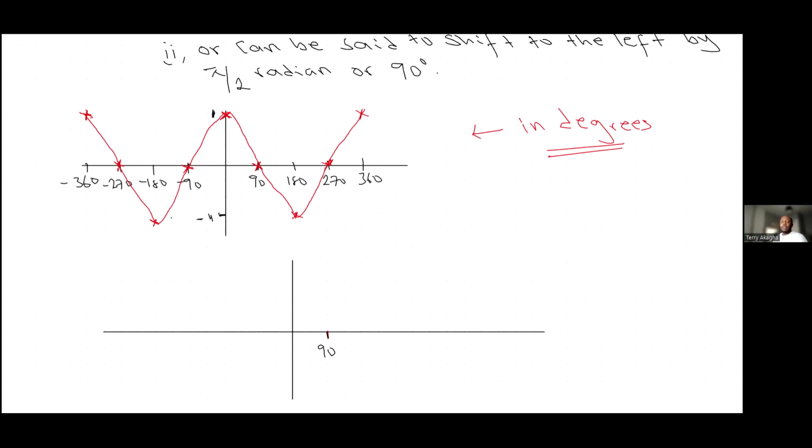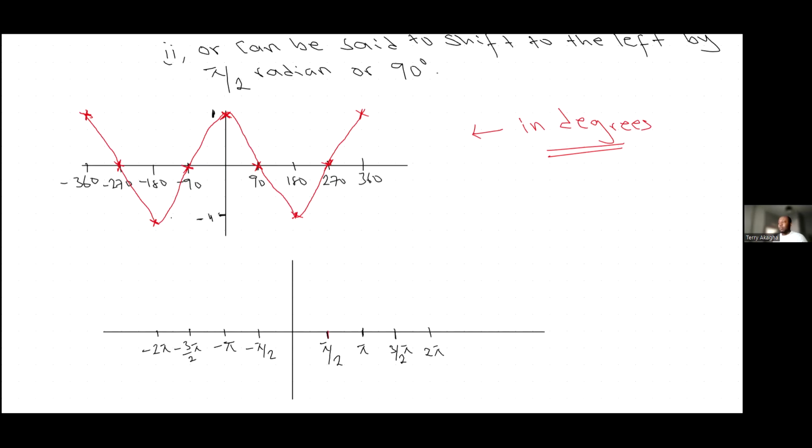So 90 degrees in radians, that's going to give me pi over 2. Okay, this is going to give me pi over 2. Then 180 is pi. 270 is going to be 3 over 2 pi. And 360 is going to be 2 pi. Same thing. It's going to give us minus pi over 2. This is going to give us minus pi. Then minus 270 is going to give us minus 3 over 2 pi. And this is going to give us what? Minus 2 pi.